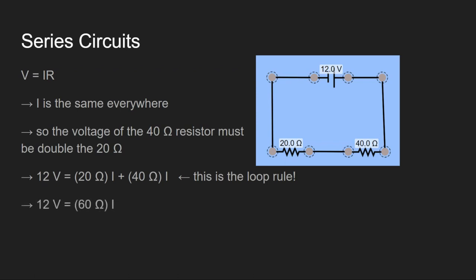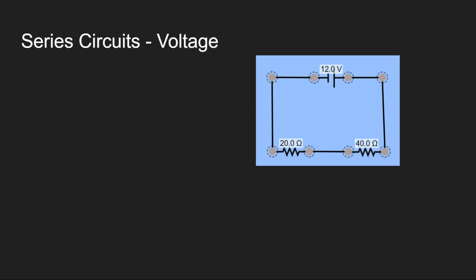And now I can simplify. I only have one variable. So 12 volts equals 60 ohms times the current. And if I solve for I, I get 2/10 of an amp. So the current through this circuit everywhere, because there's nowhere else for it to go, is 1/5 of an amp, 0.2 amps. All right. So what about the voltage?